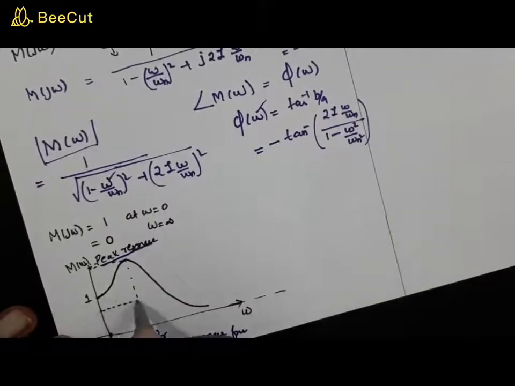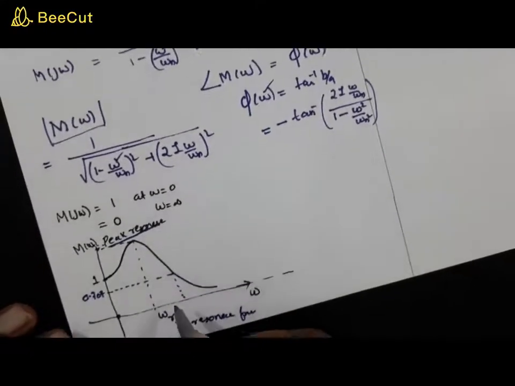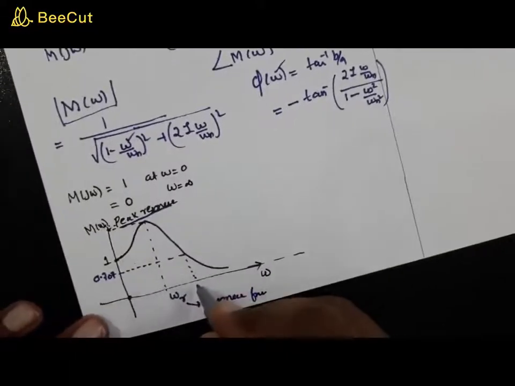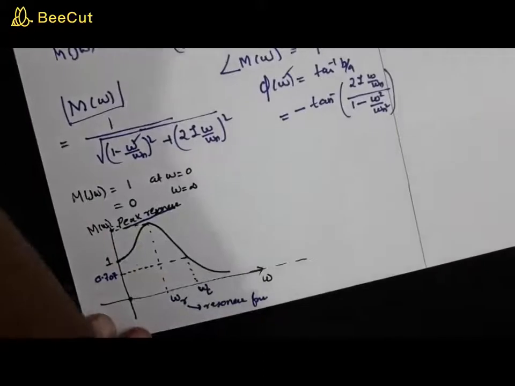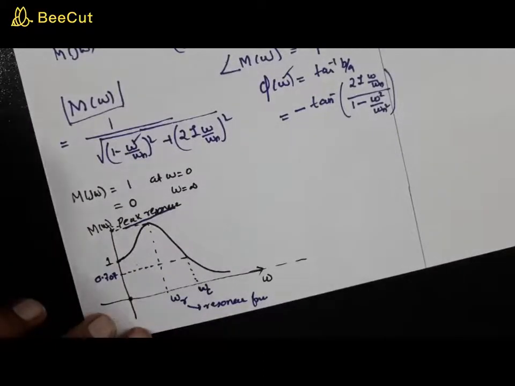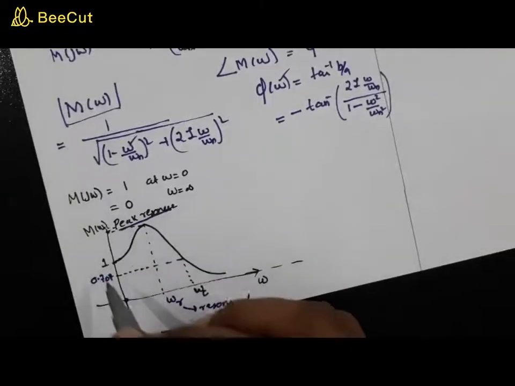This amplitude reduces up to 0.707. You have studied in your filters, and I hope you remember, that those are called the half power points. Now this is called omega c, or the cutoff frequency. This cutoff frequency is required to define the bandwidth.